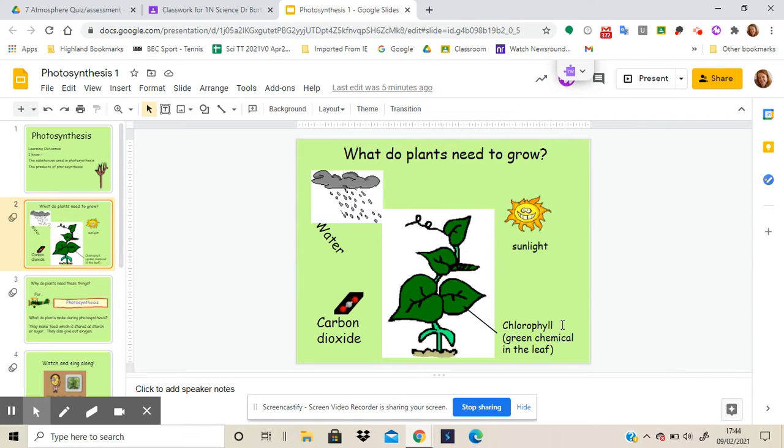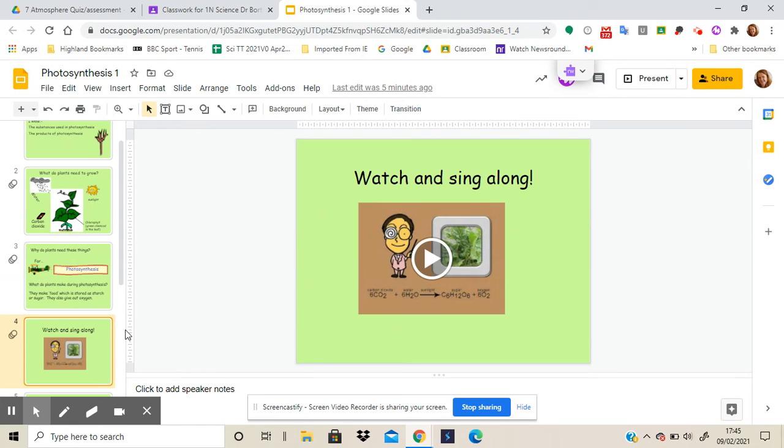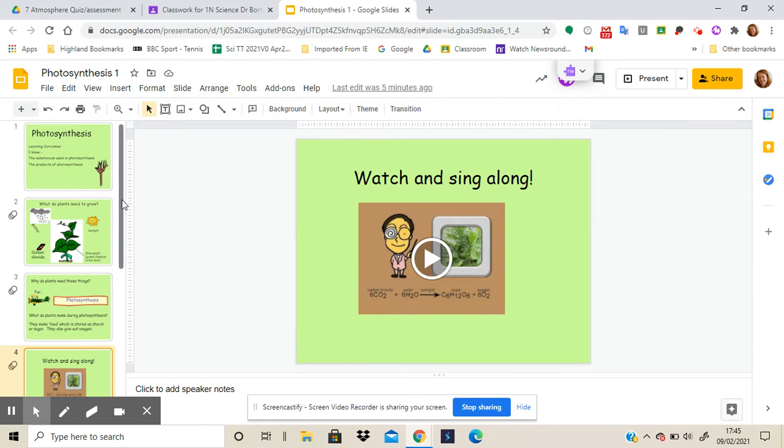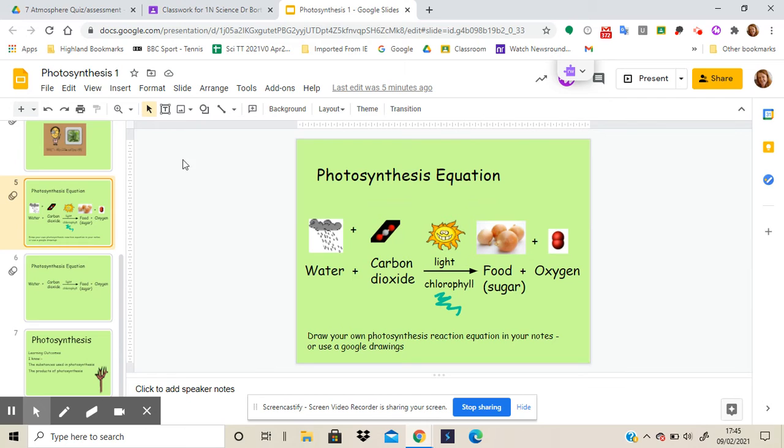And in that green leaf, there's this fancy chemical called chlorophyll. So if we have a look at this, photosynthesis is just a process where food is stored, usually in the form of starch, but sometimes called cellulose, which you'll find when you sing along to this video. It's a bit of an earworm, so you can sing along to that. That's really good fun. And then you want to make sure in your notes you've got a good sense of what photosynthesis is.